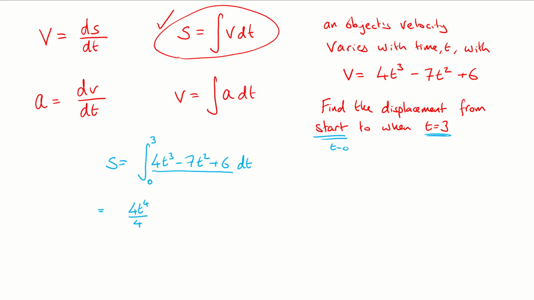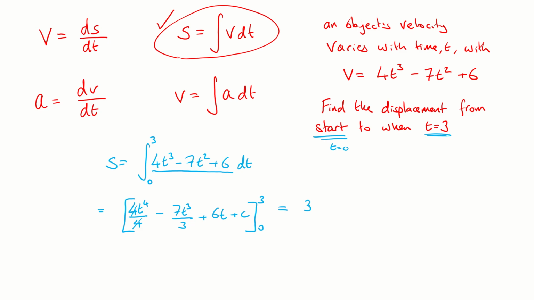So the 4's cancel there. We've got 7t cubed over 3. And then again 6 goes to 6t. Okay. We can have that plus c, but remember we said if you've got limits, they cancel out. So 3 and 0. Okay, let's put in our limits. So first of all, we put in the upper limits.